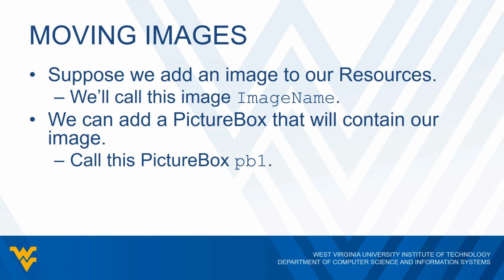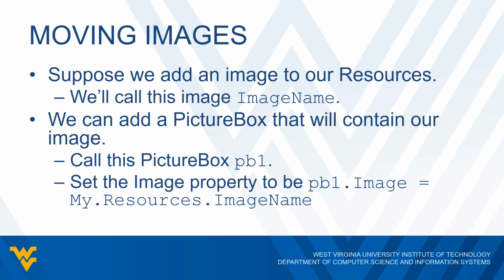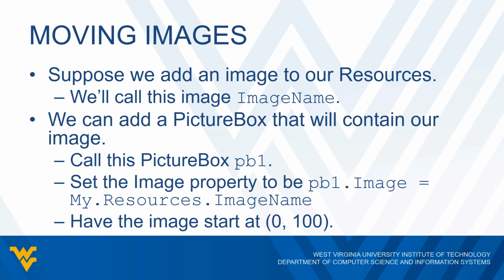So for our purposes, we'll call this picture box PB1. You can call it whatever you want, but I'm just going to use PB1. And then we need to set the image property to the actual image file. So what we would do is set pb1.image to be my.resources.imageName. Remember, to access any resource files, we would have my.resources.the name of that file. So in this case, we would do my.resources.imageName. And for our example here, we'll actually set the starting coordinates of our picture to be at 0, 100.